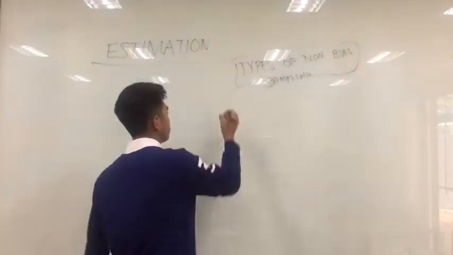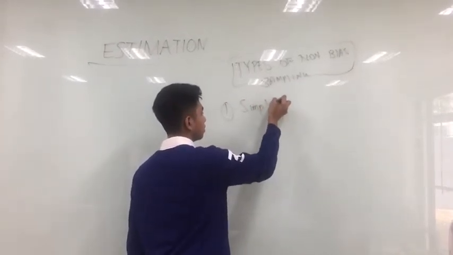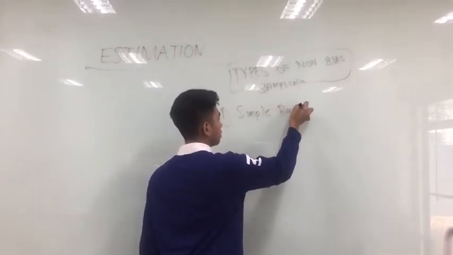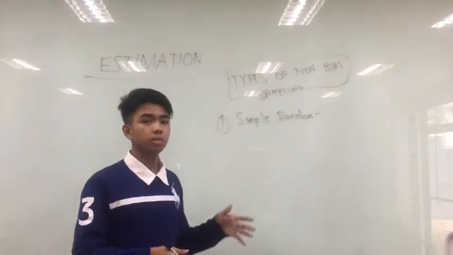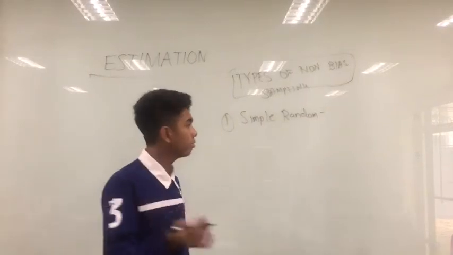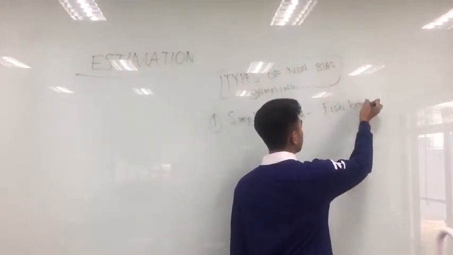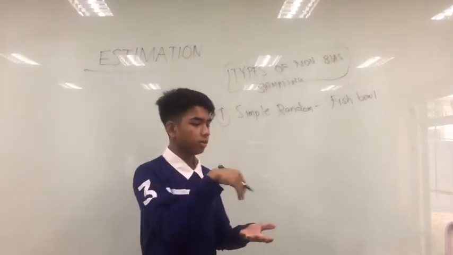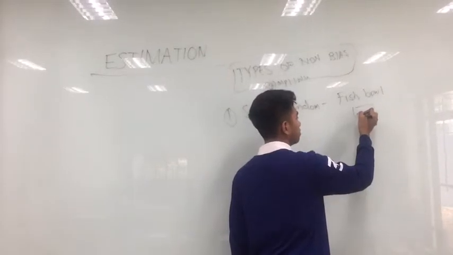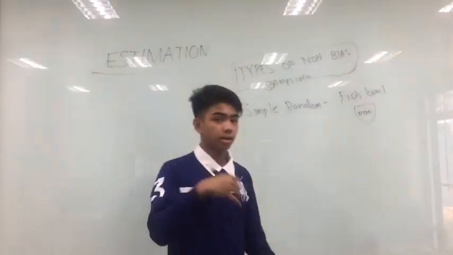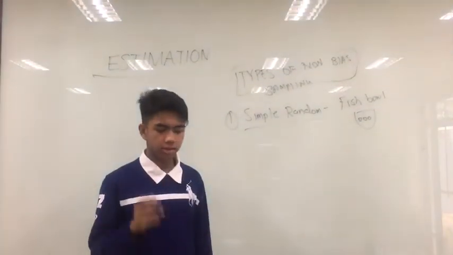First is simple random. You do simple random with a fishbowl sample. You put all the samples inside a bowl, and you pick, and that's called simple random.